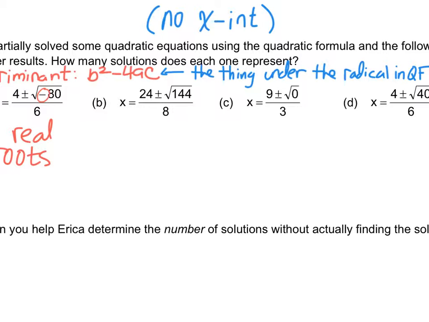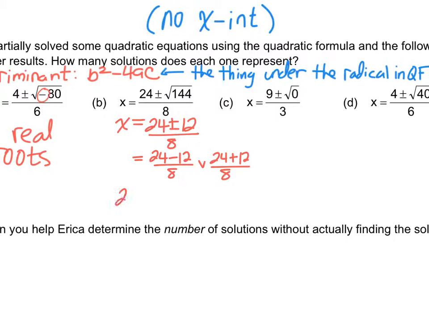All right, this one you could simplify a little bit more. And this is assuming that you don't have instant recall on all of those rules. You split it up, you get 24 minus 12 over 8, or 24 plus 12 over 8. But the idea here is we're going to get how many answers? 2, right? So we're looking at 2 real, specifically rational roots.